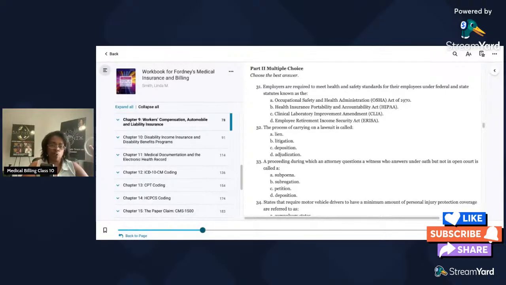I'm just literally showing you what's in the workbook. Same thing, multiple choice. This is in your workbook. Remember, you are combining your workbook with your reading book. This is now the workbook that we are in. So you should be doing all of that plus your reading. Employers are required to meet health and safety standards for their employees under federal and state statutes known as the. Okay, you must have the book to do this work.